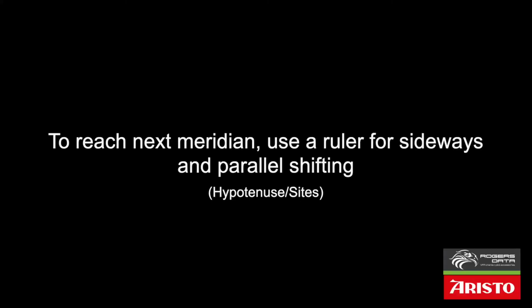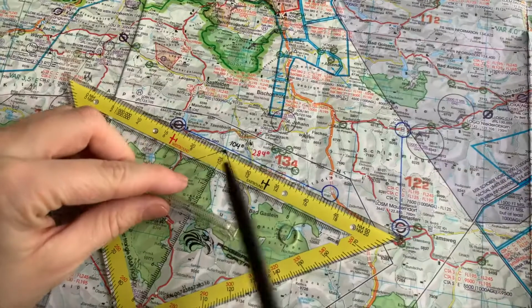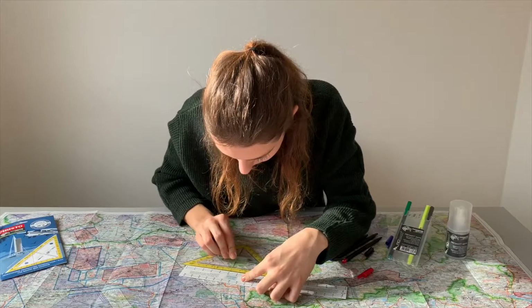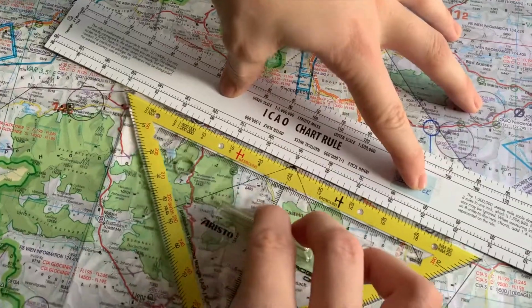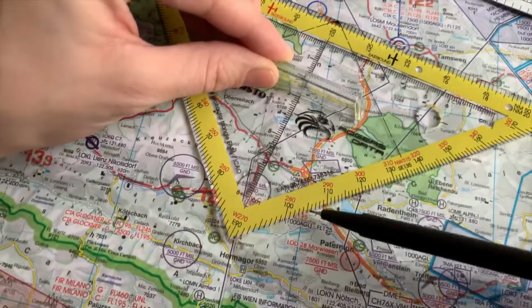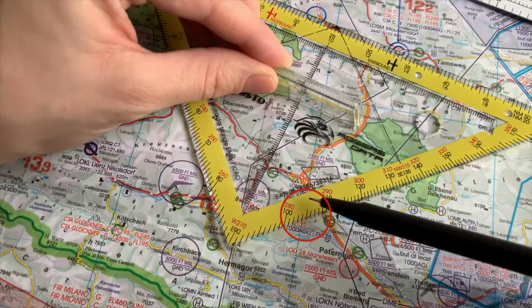If the meridian is out of range, you can help yourself with a ruler and shift the Professional Protractor Triangle sideways or in parallel. For a better understanding, you can see a lateral shift along the hypotenuse. If the 0 point has been aligned on the meridian, the course can be read on the side.